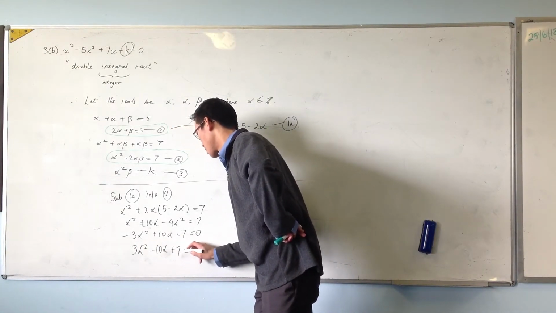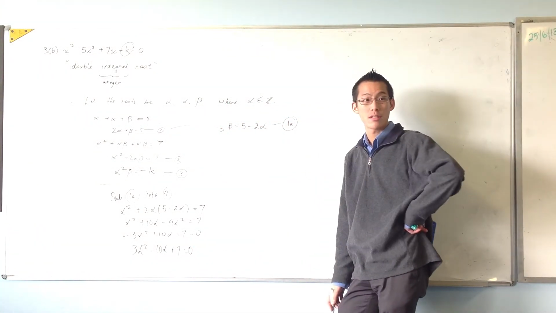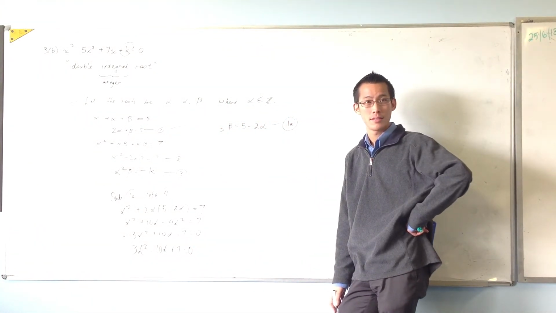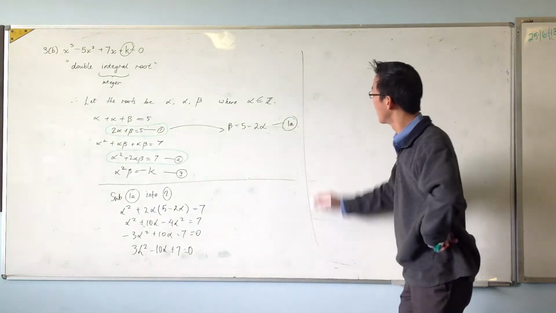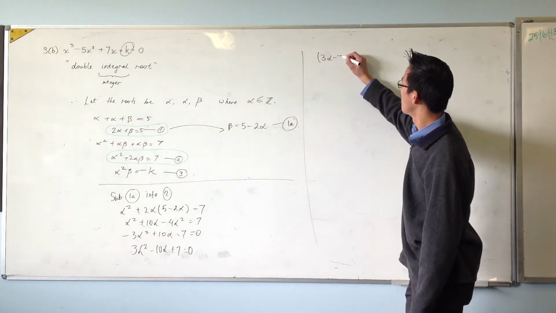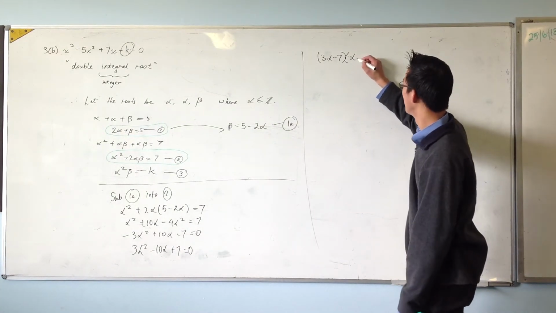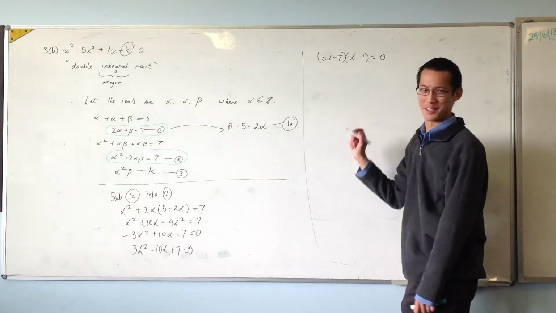Can it be factorized? What are we going to factorize it with? It's like (3 alpha minus 7) and then (alpha minus 3). Three alpha minus 7. Yeah, alpha, careful. That's totally what I meant to say.